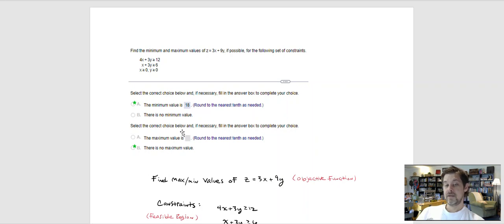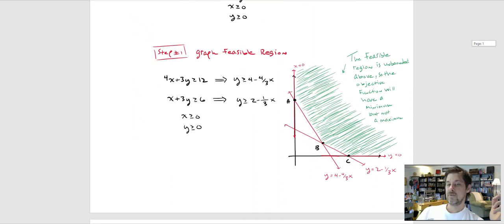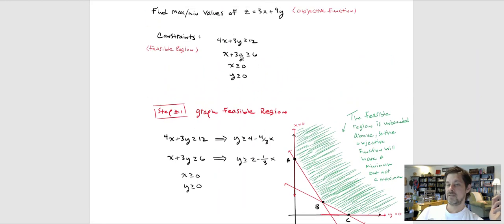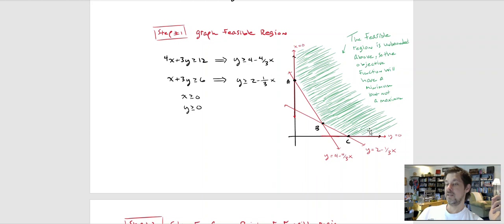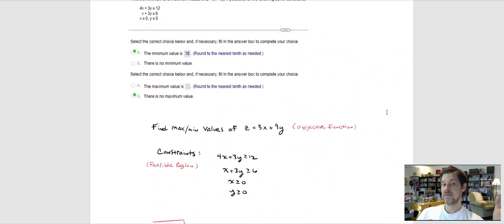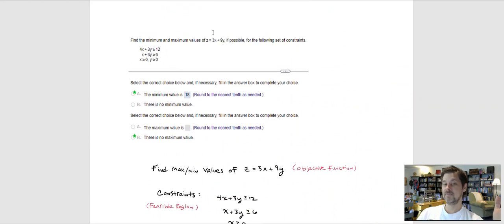Okay? Why did we say there was no maximum value? Well, because when I graph each of these inequalities and look at the feasible region, I see something unbounded from above. There's no top to it. There's no line that blocks it off on the top. That's what we mean by unbounded. For that reason, there will be a minimum for the objective function, but there won't be a maximum.